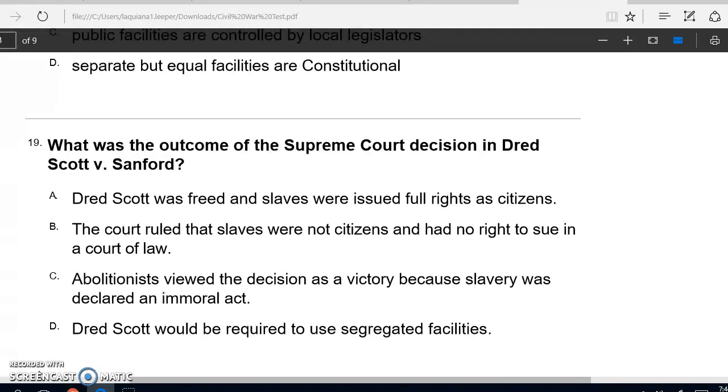Number 19. What was the outcome of the Supreme Court decision in Dred Scott versus Sanford? A. Dred Scott was freed and slaves were issued full rights as citizens. B. The courts ruled that slaves were not citizens and had no right to sue in a court of law. C. Abolitionists viewed the decision as a victory because slavery was declared an immoral act. D. Dred Scott would be required to use segregated facilities.